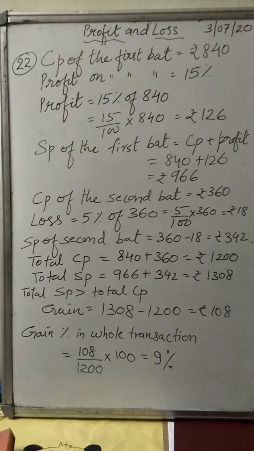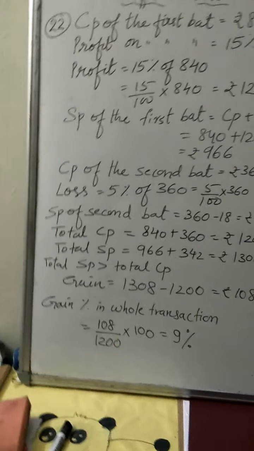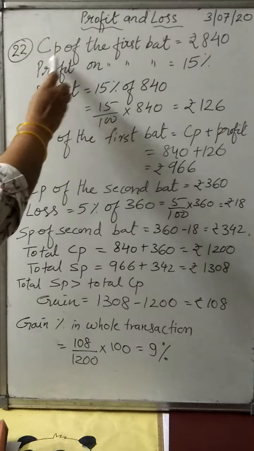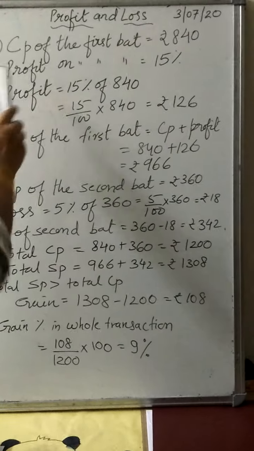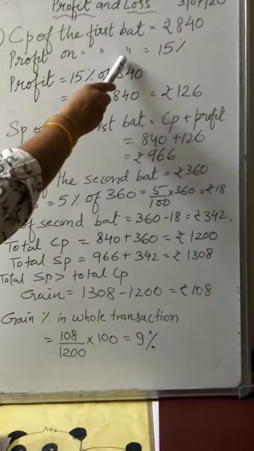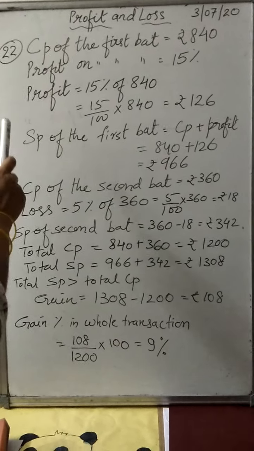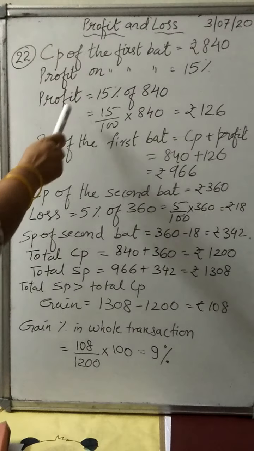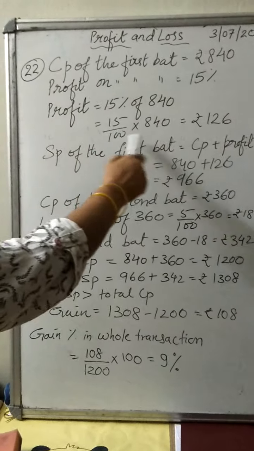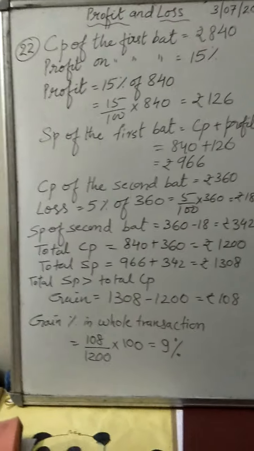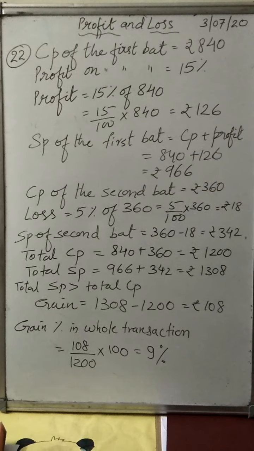Let us start. Now CP of the first bat is rupees 840. Now profit on the first bat is 15%, so you have to calculate how much profit he is having. So 15% of 840. After calculation you will get 126. That means he is having profit of rupees 126.